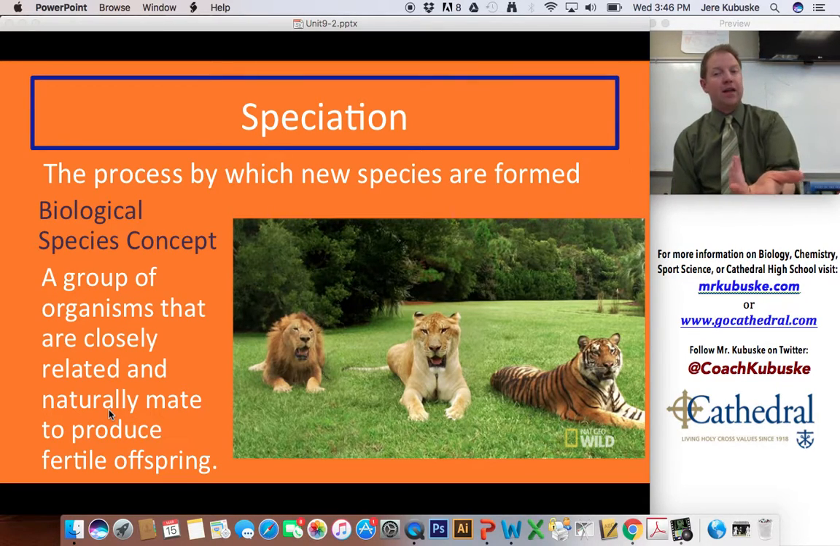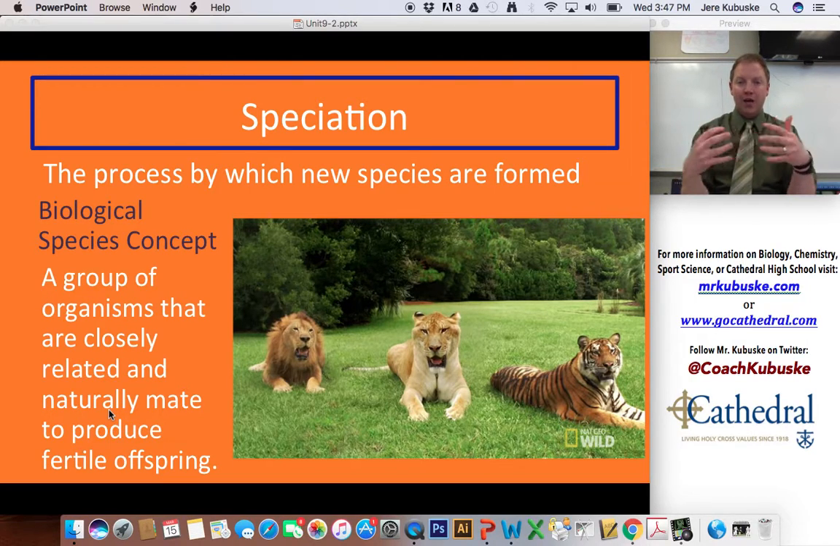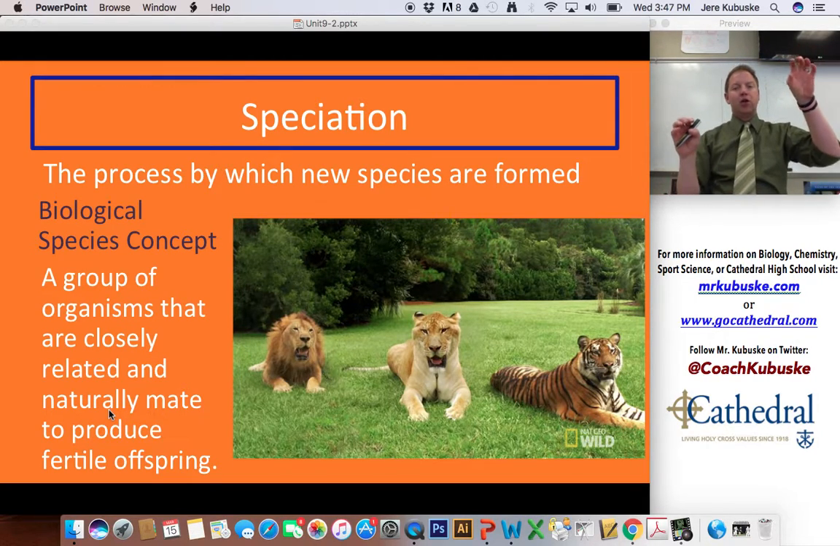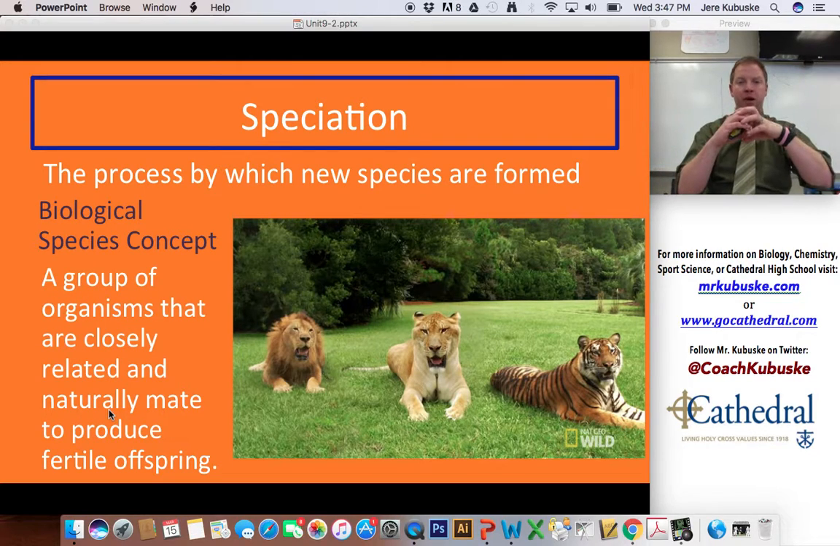But what we find in lions and tigers is that they're actually still closely enough related that they can reproduce. Their offspring, a liger, if it's a male lion and a female tiger, or a tigon, if it's a male tiger and a female lion, can still technically be born, but that child is sterile, meaning that it cannot reproduce. So we still consider lions and tigers two different species because their offspring is not fertile.